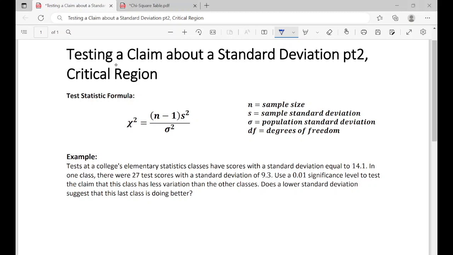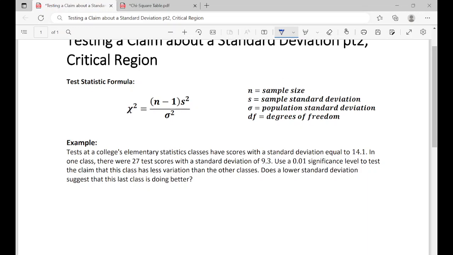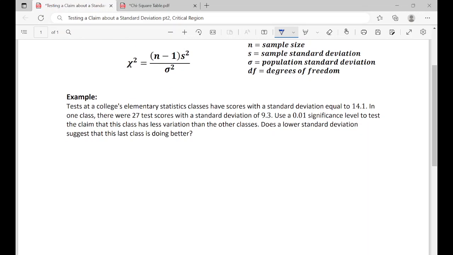In this video, we're going to be testing the claim about a standard deviation using the critical region method. To do this, we're going to need to know the test statistic formula, which is chi-squared equals n minus 1 times s squared over sigma squared. And what each part means is over here. Don't forget, we need to know what the degrees of freedom are when we're testing the claim about a standard deviation. So let's look at the example.